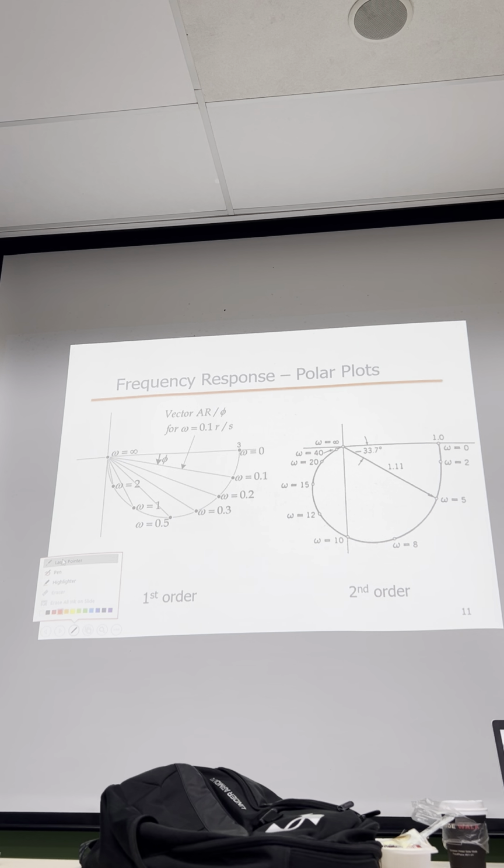Whereas the second order system will go into the 4th quadrant as well as the 3rd quadrant. Still the same thing. Let's give an example: omega equal to 5 means my amplitude ratio is 1.11 and the phi angle is 33 degrees. So I end up with one point. Likewise, I have multiple points to join and make a curve.